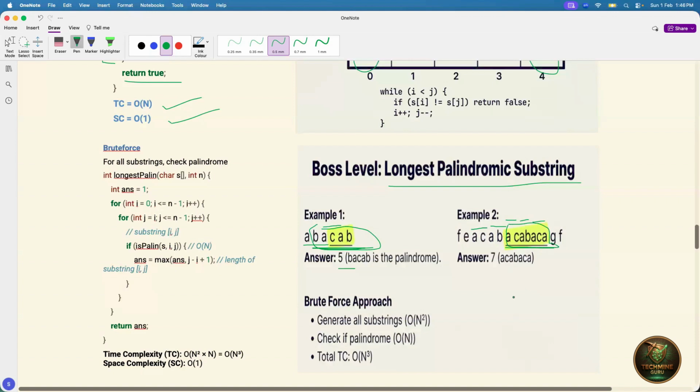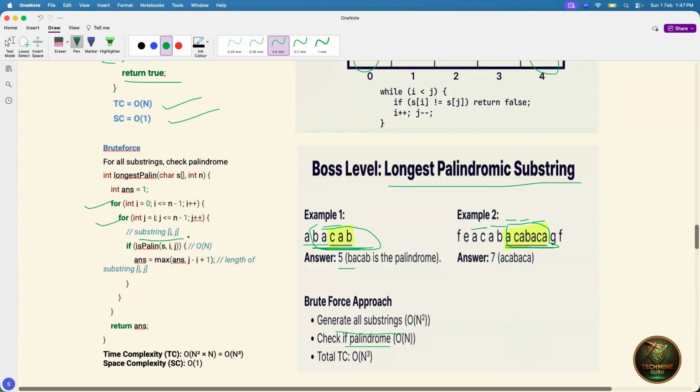How to solve this? Let's start with the brute force approach, where we need to generate all substrings, right? And we have to check if that substring is a palindrome or not. And if it is a palindrome, we will simply try to count the length. For getting all the substrings, we will run a loop from I equal to 0 to n minus 1. And inside that, we will run a loop from j equal to I to n minus 1. These 2 for loops will give me the substring from I to j.